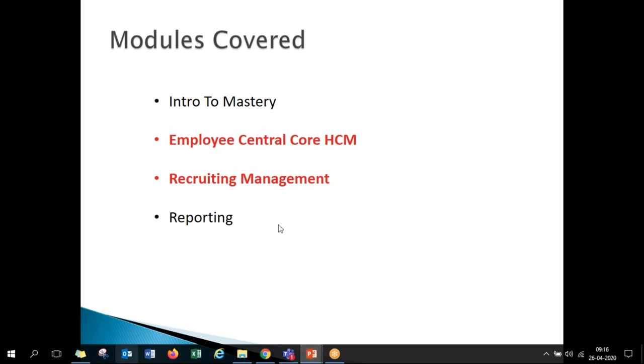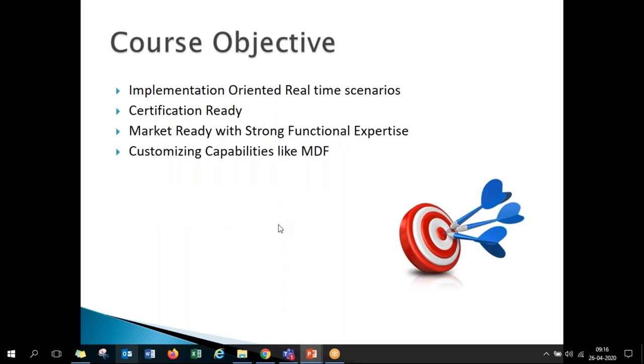And then next, let me give you an idea about the objective of this course, where we mainly concentrate. We make sure that you have very good examples of real-time scenarios when we are going to the live sessions, guys. It's not like we play some videos or just open some PPT in front of you. 90% of our session time will be on the SuccessFactors system, configuring something real-time.